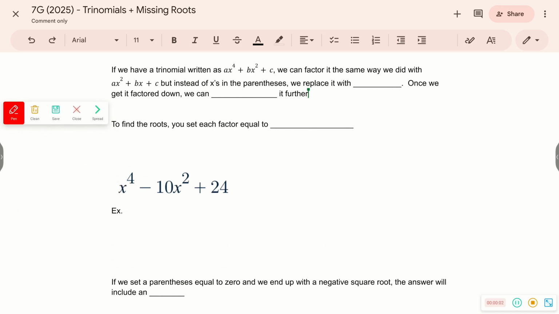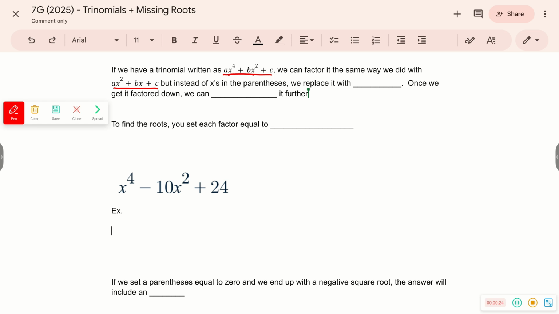All right, good morning. Last note sheet that we have here over 7G. If we have a trinomial written, usually we think of trinomials as ax squared plus bx plus c. We may see a trinomial that looks like this, ax to the fourth plus bx squared plus c. If it's something like that where we have an x to the fourth, an x squared, and a c, we can factor it the same way.